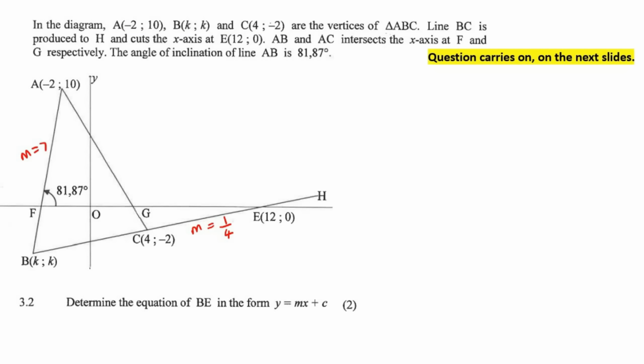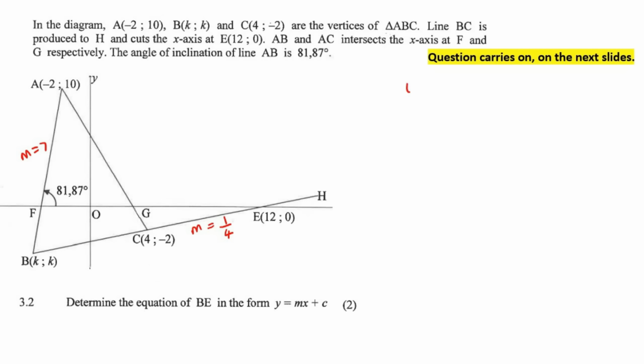We're now on to the next set of questions, and what I will do throughout this lesson is I will just keep writing down any answers that we have, just in case we need that for some of the future questions. So in this one they say determine the equation of BE, so that's just the straight line BE. Where's BE? Oh, okay, BE is this one here.